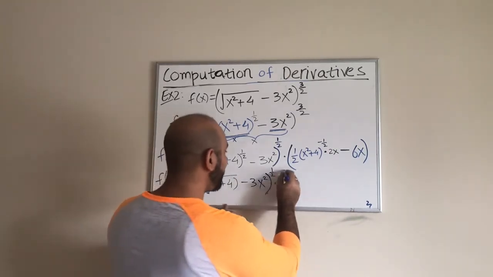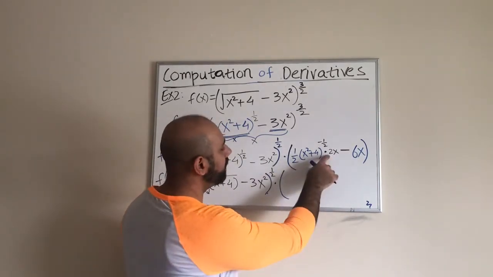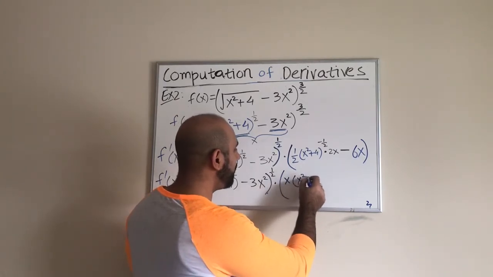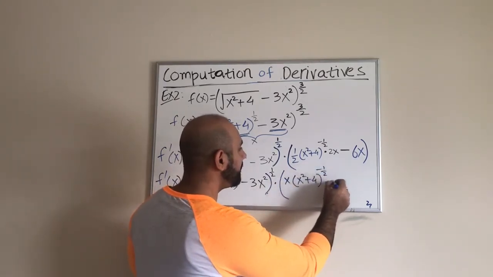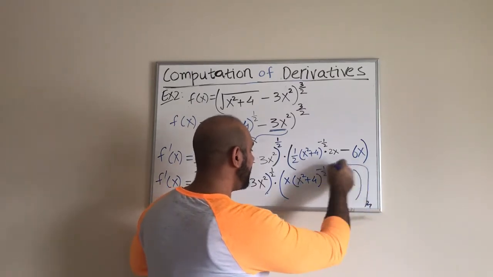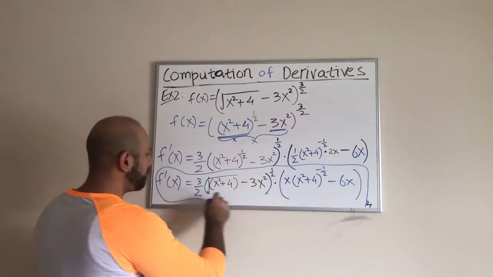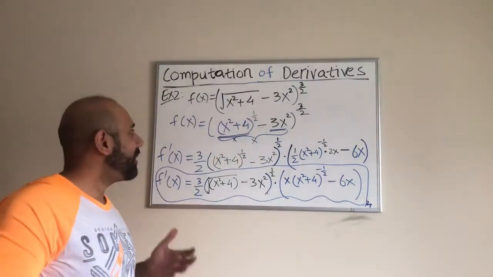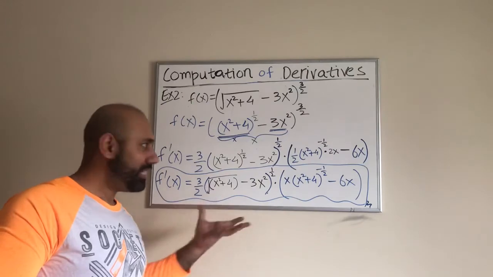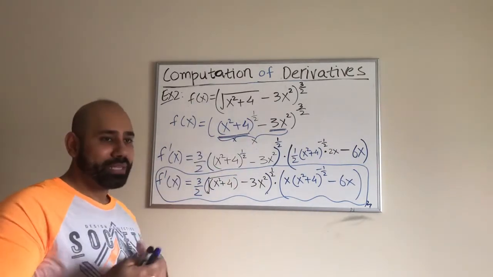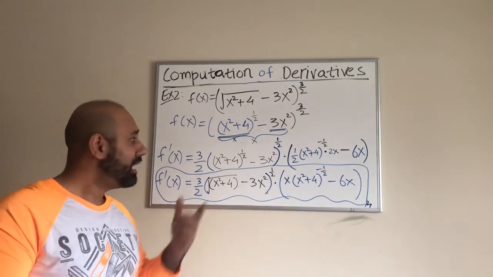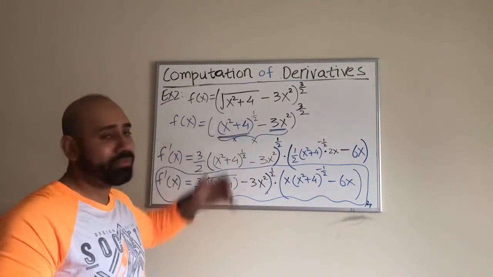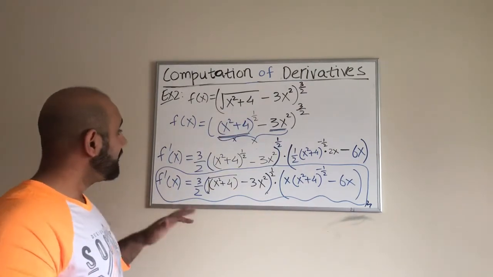And then guys, times. Here we can simplify some things. 2 and 2 will cross out, right? So we'll be left with just x times x squared plus 4 raised to the power negative 1 half, minus 6x. Guys, this is the final derivative of this function, which is not too complicated. You just have to understand the basic idea of using the chain rule, which is treating this whole thing as an x, using the power rule, and multiplying by the derivative of the inner. In this case, we had to do some extra work on this because this is still a candidate for a chain rule. Okay. So guys, example 2 is done.